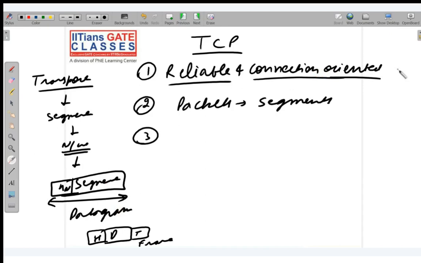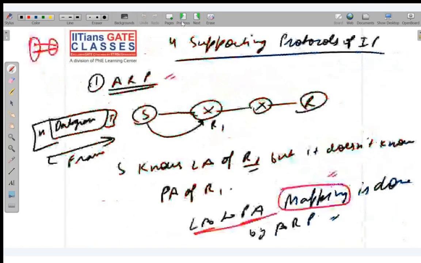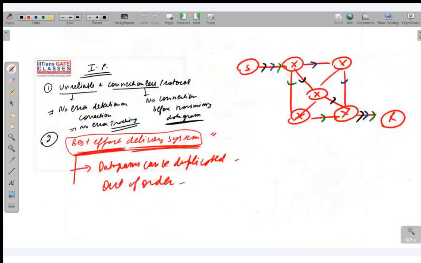So I want to say this thing. I have told you in the previous slide. See this. The datagrams were going from one path to another path and so on. Different paths they were going. If you are saying that TCP is connection oriented, that means a connection is established and then data is transferred. So how will the connection be established? How will you think that it is carried on the internet on the same path?